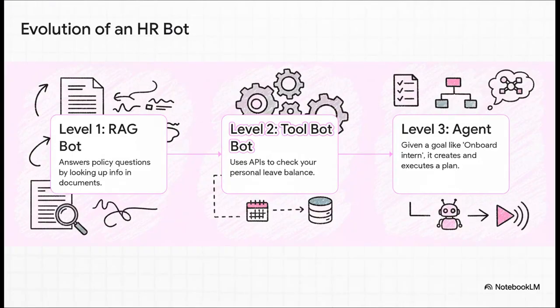Let's make this super concrete with an HR bot. At level 1, it's just a simple chatbot. It can look up info in a PDF and answer basic questions. Pretty reactive. Then, at level 2, it gets some tools. It can connect to other systems to, say, check your vacation balance. But level 3 is the giant leap. You give it a complex goal like onboard the new intern, and it creates and executes the entire plan itself, scheduling meetings, ordering a laptop, setting up accounts, the whole shebang.